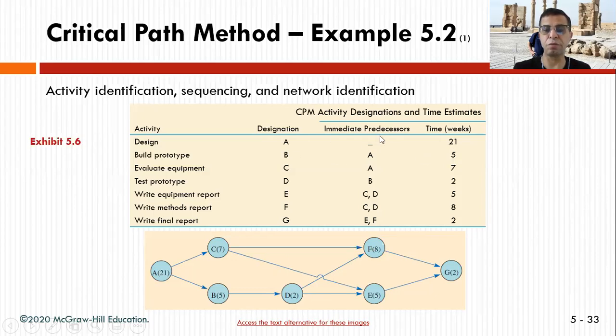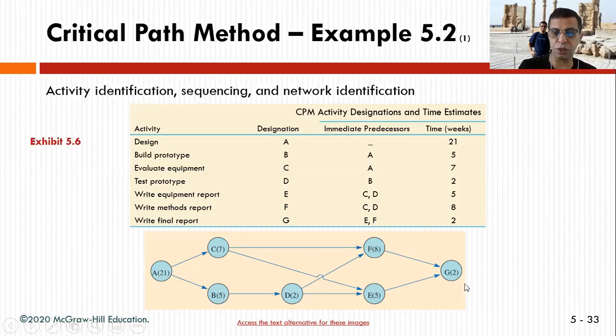So these are intermediate predecessors. And we cannot finish C without finishing A, where C is evaluate equipment. So these are the activities, and this is the designation for them, showing me what I need to build a prototype. To build a prototype, B, which is here, I need A to be done. Now, in the brackets, what you see is the time in weeks. So the designing takes me 21 weeks.